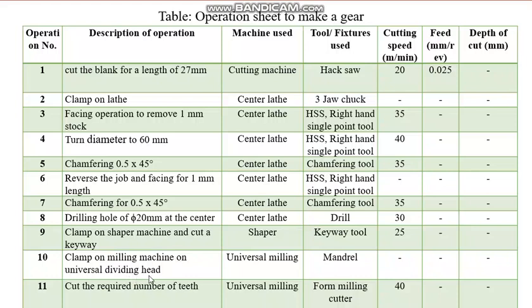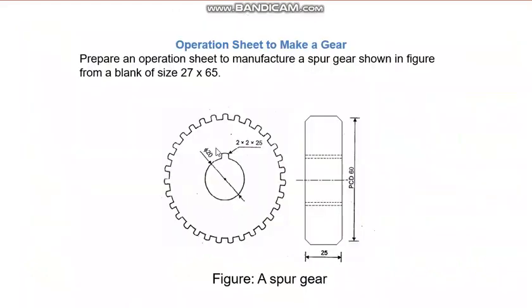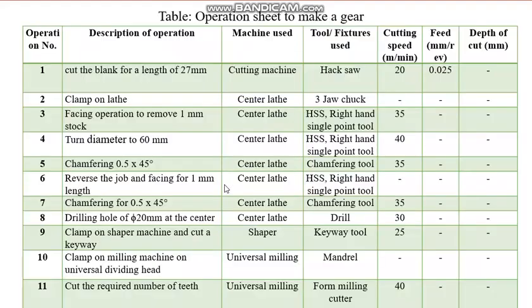and afterwards again he removed it from the shaper and clamped it on the milling machine, on the universal dividing head. Okay, the universal milling machine. On its mandrel he has clamped it. And why? After cutting the keyway, finally the major operation of cutting the teeth of this spur gear is done on the universal milling machine, with the indexing head, the dividing head.